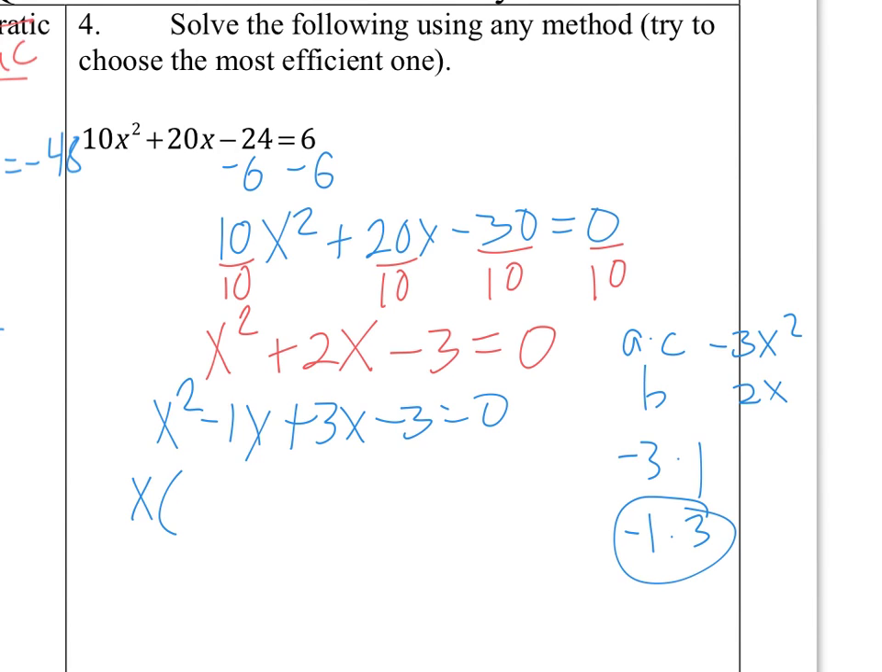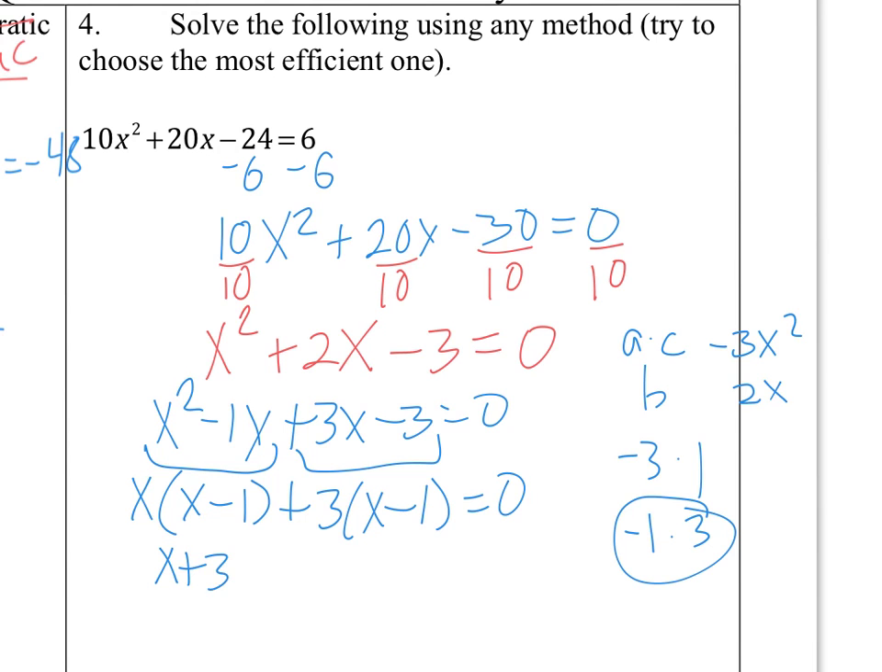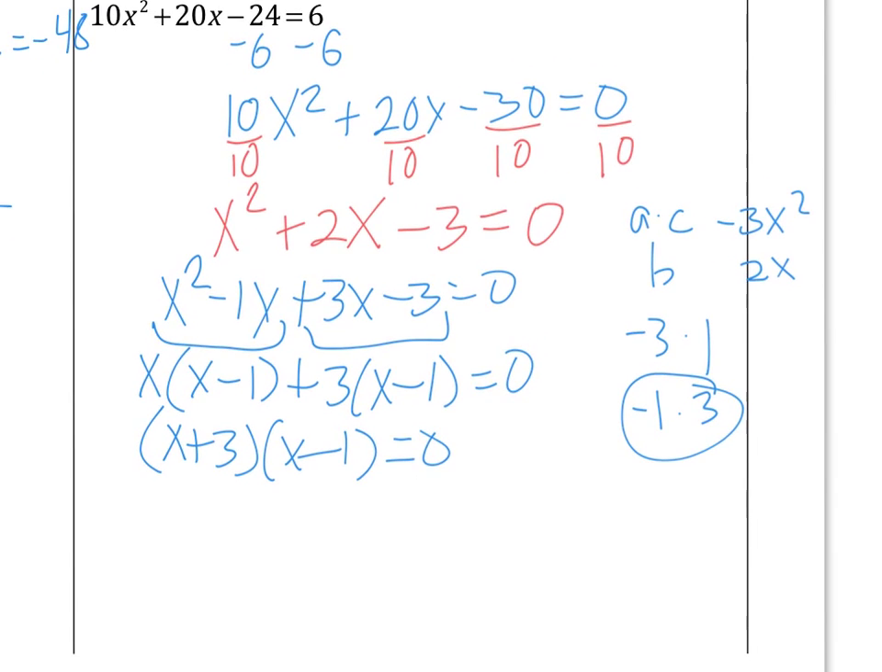We can factor the first part: x times x minus 1. Factor the second part: 3 times x minus 1 is equal to 0. I get x plus 3 and x minus 1 is equal to 0. That gets me two different equations. x plus 3 equals 0, which means x equals negative 3. And x minus 1 is equal to 0, which means that x equals 1. Those are my two solutions. And that happened to be the most efficient method because factoring tends to be the fastest if something is factorable.